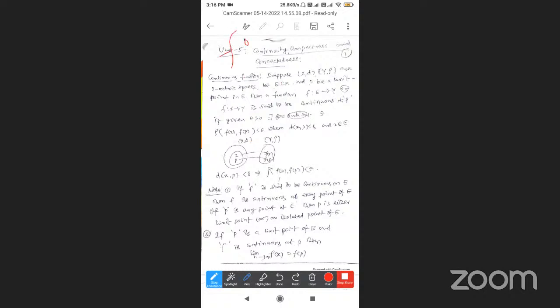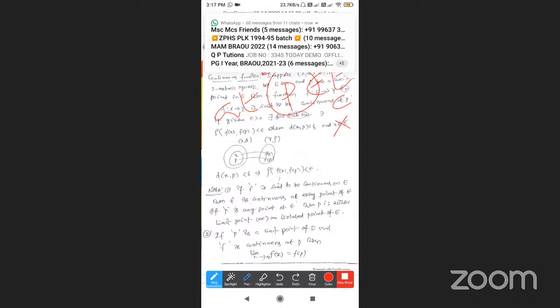So the function f is a mapping from capital X to Y, where X is one metric space D and Y is the second metric space with rho. In your textbook, X comma D1 is one metric space and Y comma D2 is the second metric space. F is said to be continuous at P, where P belongs to E, E is a subset of capital X, and P is a limit point of E. Directly, P is a limit point of X. X is the domain.